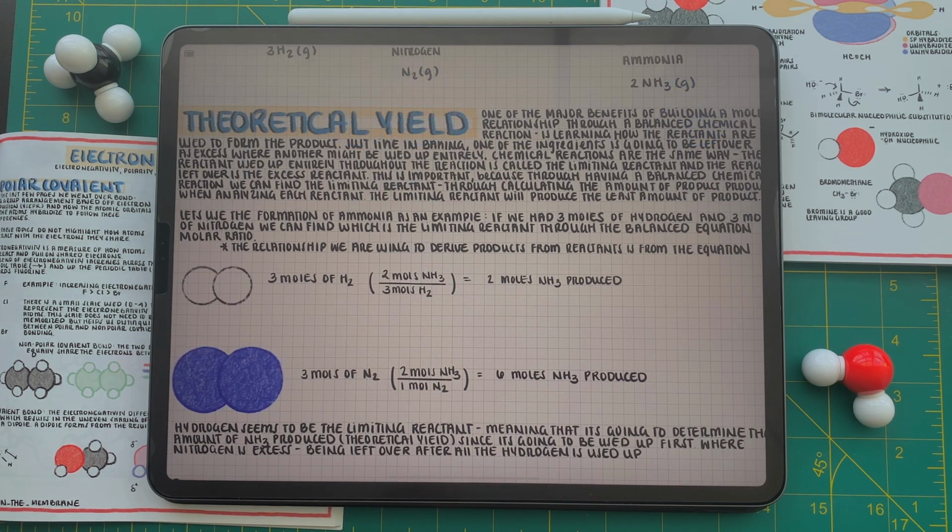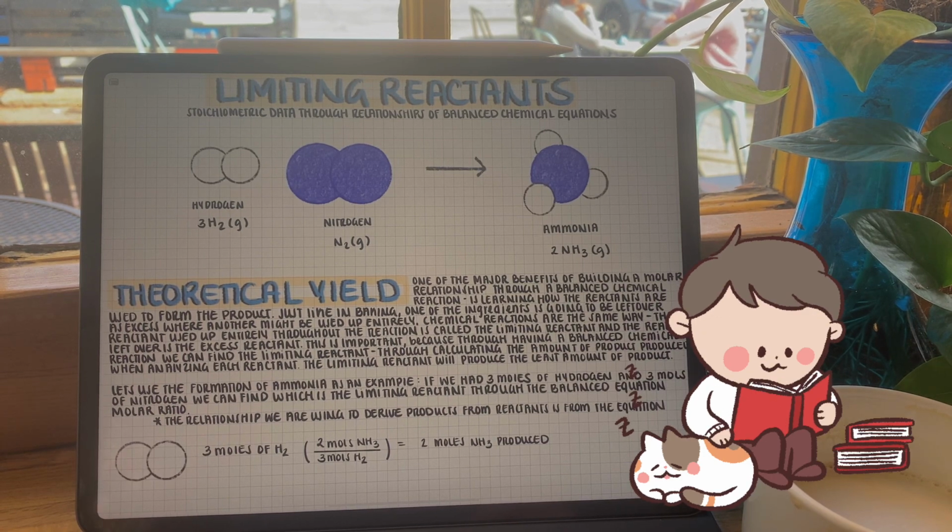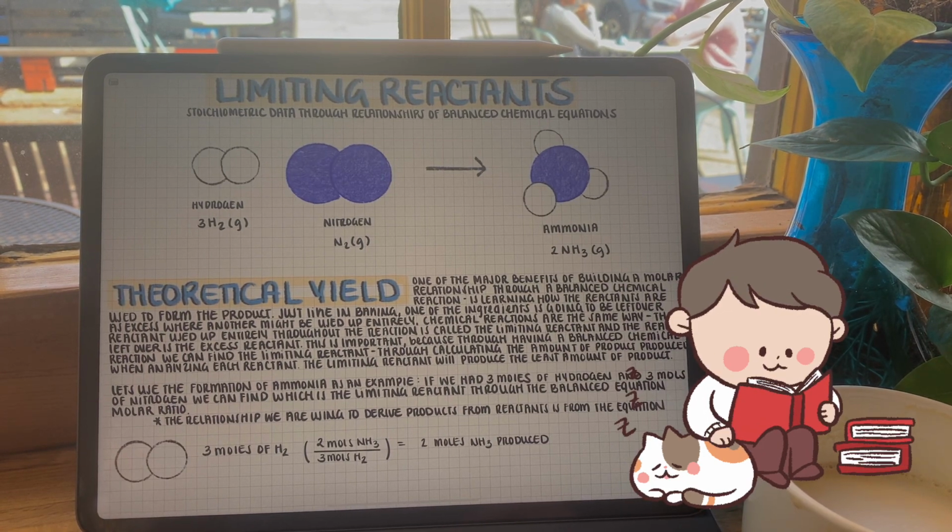So we get this: 2 moles of ammonia produced from 3 moles of hydrogen, 6 moles of ammonia produced from 3 moles of nitrogen. Because hydrogen forms less product, it's the limiting reactant, what's going to be used up under the set conditions and represent the theoretical maximum yield of ammonia. The set conditions are important. Do not just go off of the different molar quantities in the balanced equation, but the relationship between specific reactants and products to find the limiting reactant.